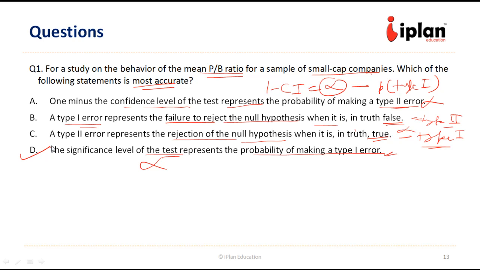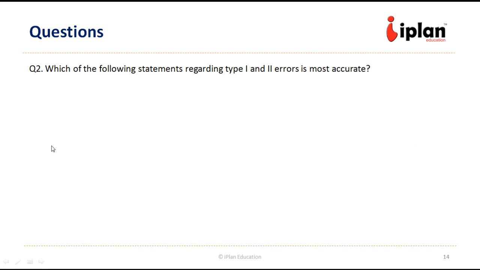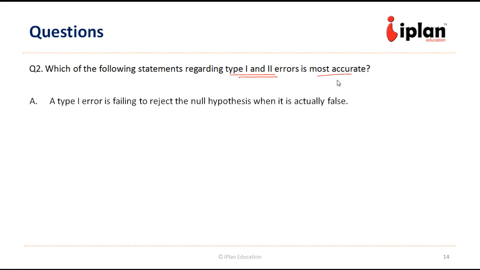Let us look at the next question. Question number 2 says, which of the following statements regarding type 1 and type 2 error is most accurate? Alternative A says type 1 error is failing to reject the null hypothesis when it is actually false. No, that is type 2 error. Type 1 is rejecting when it is true.